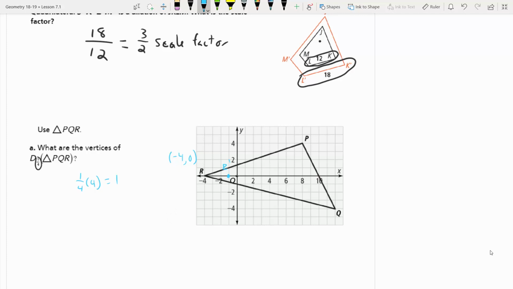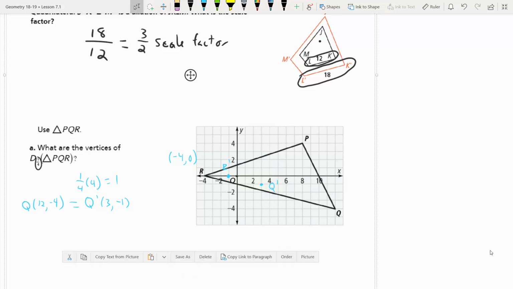Looking at point Q, it is the point 12, -4. Well, if we're cutting each of those by 4, for Q prime, if I do 12 times 1/4, I'm going to get 3. And if I do -4 times 1/4, I'm going to get -1. So the point 3, -1 right there is Q prime. The distance from the origin to Q prime is going to be 1/4 the distance of original point Q.